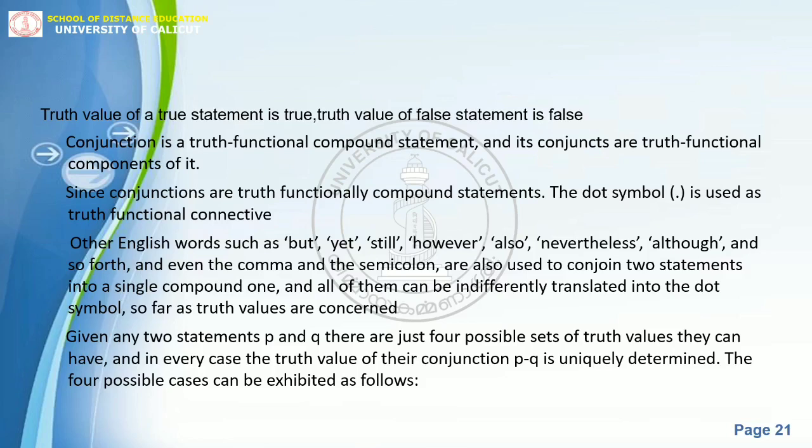Since conjunctions are truth functionally compound statements, the dot symbol is used as truth functional connective.